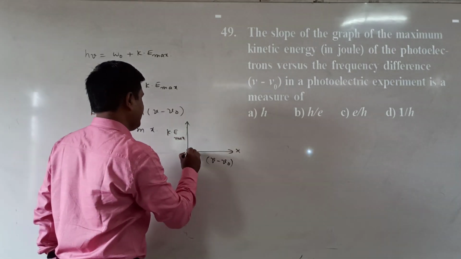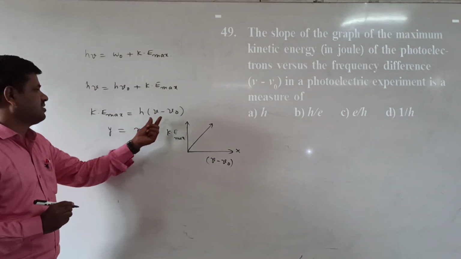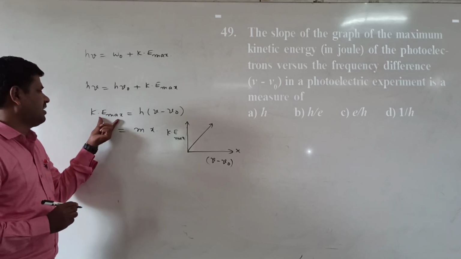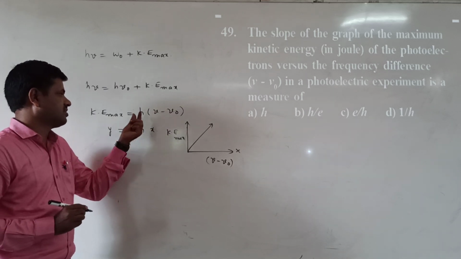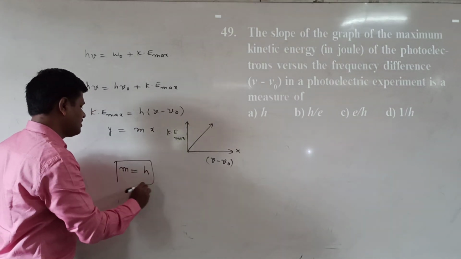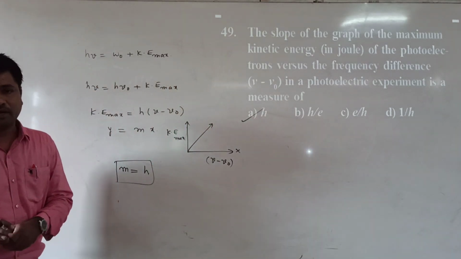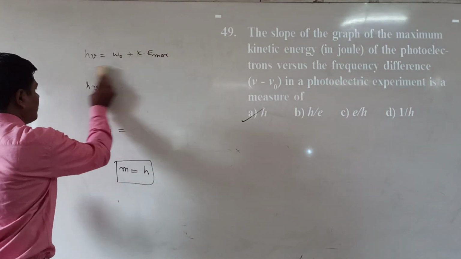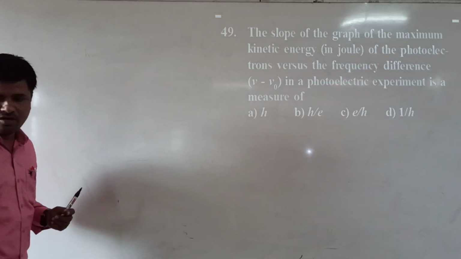When plotting this, we get a straight line, and the straight line has a slope. We compare: x is nu minus nu naught, and y is the maximum kinetic energy. So what will the slope value be? Slope m is equal to h. That means the slope value is Planck's constant h. Which option is correct here? A option is correct. Next we come to question number 50.